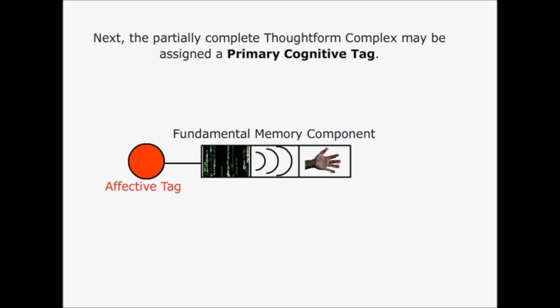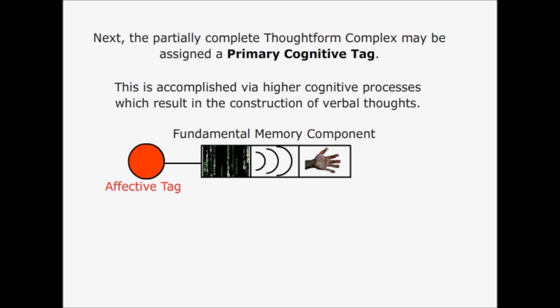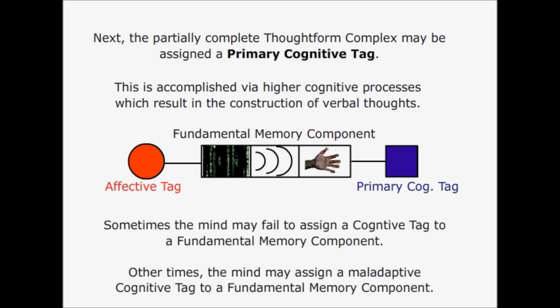Next, the partially complete thought form complex may be assigned a primary cognitive tag. This is accomplished via higher cognitive processes which result in the construction of verbal thoughts. Sometimes the mind may fail to assign a cognitive tag to a fundamental memory component. Other times, the mind may assign a maladaptive cognitive tag to a fundamental memory component.